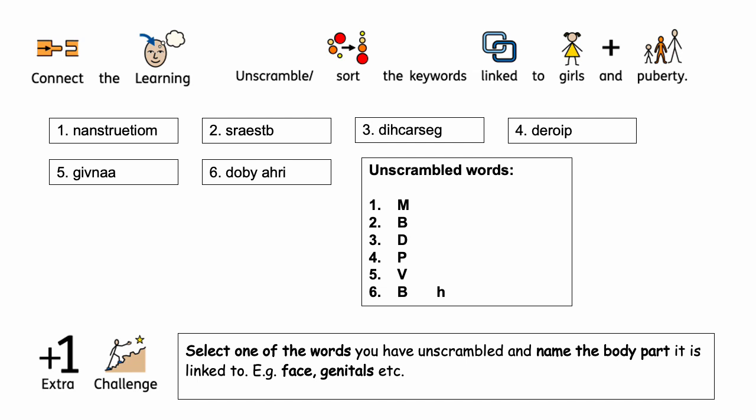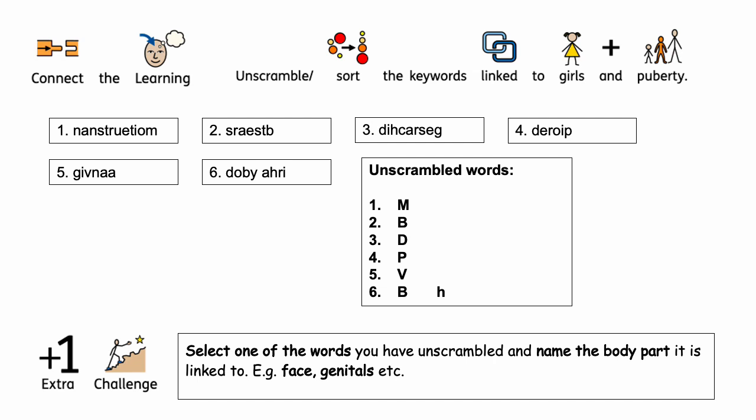Number 2 begins with the letter B. Number 3 begins with the letter D. Number 4 begins with the letter P. Number 5 begins with the letter V. And number 6 has 2 words. The first word begins with a B and the second word begins with a H.